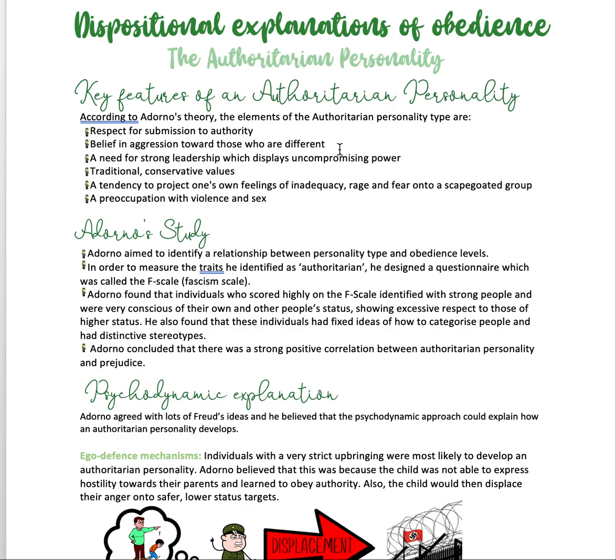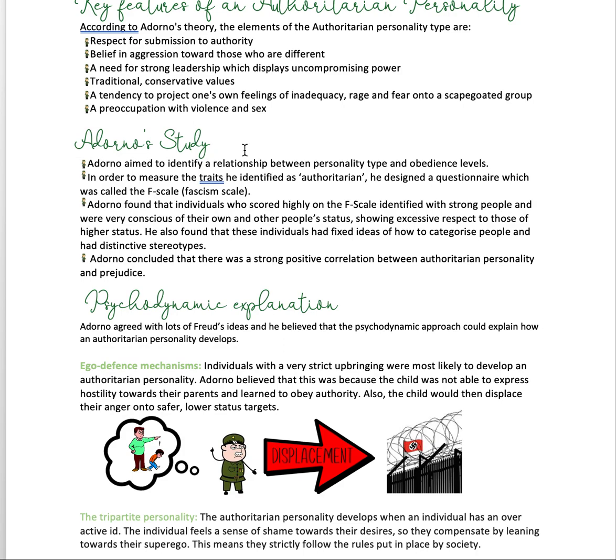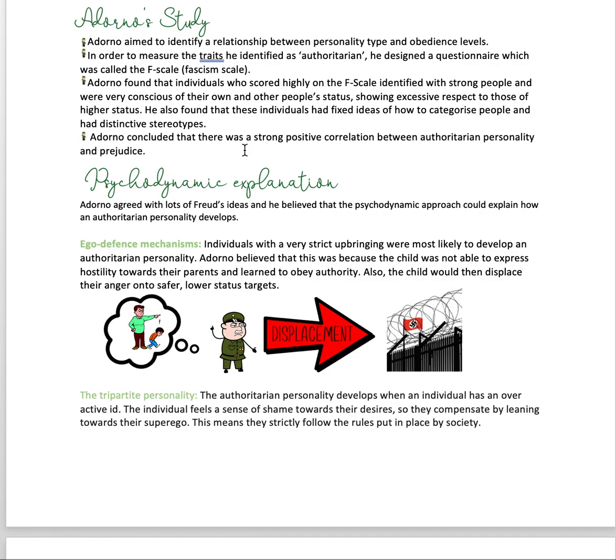So authoritarian personalities, the key idea is that they strictly follow hierarchy. So they have high levels of respect for people in positions of authority, but they are very status driven and will discriminate or be prejudiced towards or violent against those below them in the hierarchy. And then just learn a couple of those specific traits. So Adorno aimed to identify a relationship between the specific personality type and obedience levels. So he identified certain traits as authoritarian and then designed a questionnaire to measure it. And he found from his study that there was a positive correlation between this authoritarian personality type and prejudice.